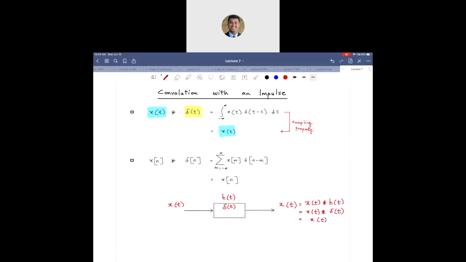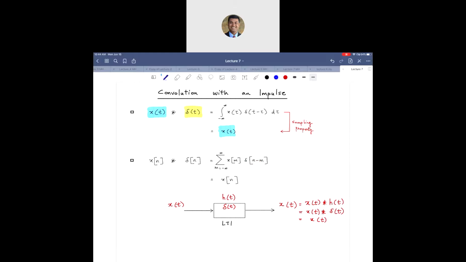Now, before I go any further, I need to explicitly write that this is an LTI system. Otherwise, none of this matters. Next, we can do the same thing for discrete time. x of n convolved with delta of n can be represented using the convolution sum first, and then when you evaluate x of m and multiply it with delta of n minus m, delta of n minus m is 1 only when n equals m.